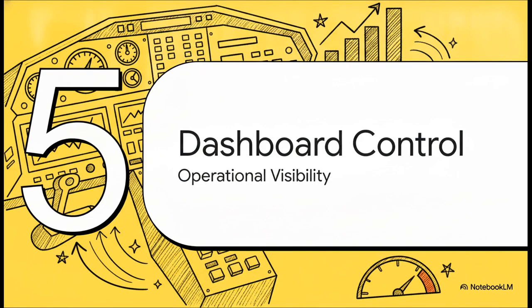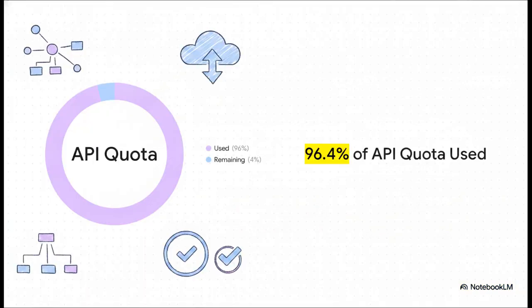Moving on to Section 5, Dashboard Control, the ultimate command center for total operational visibility. This transparent dashboard is basically your IT cockpit. It lets your team instantly verify system health with just a quick glance. Check out this interactive breakdown.